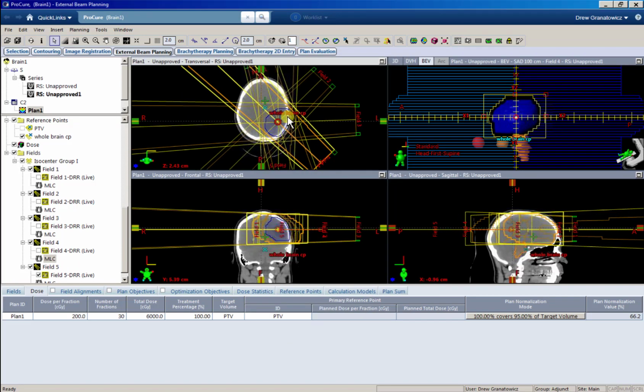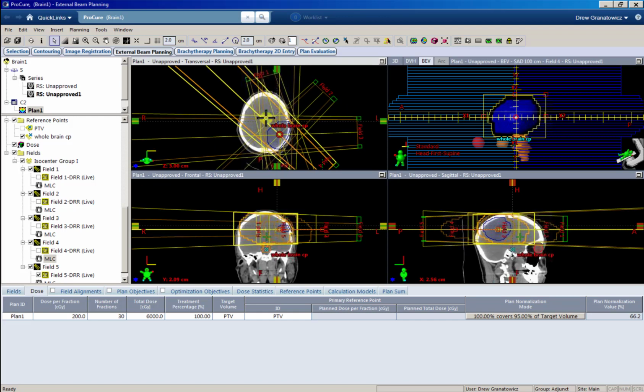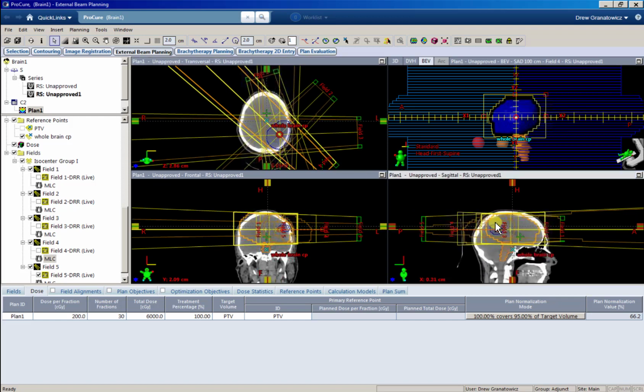So now let's see if we can rotate the couch and come up with an even better beam arrangement. We're treating a lot through all this brain up front. This field 1 is coming right through all this healthy brain, and the PTV is so superior, right? So let's see if we can kick the couch and treat more through the top of the head and avoid a lot of that extra brain.